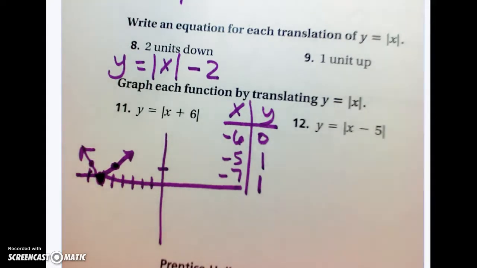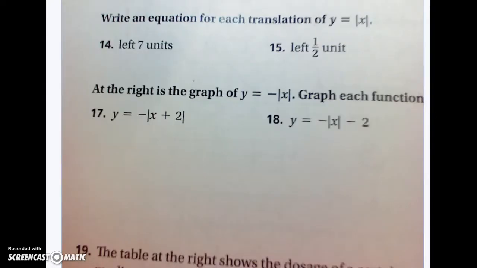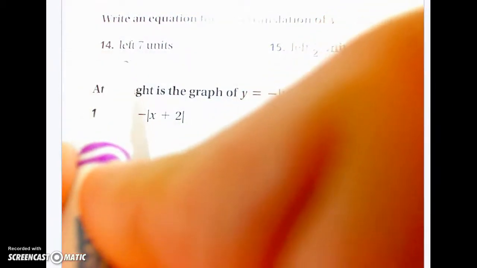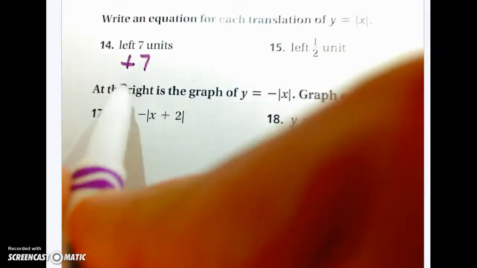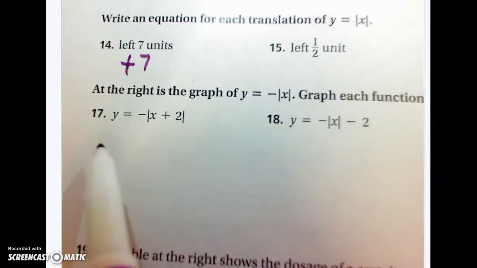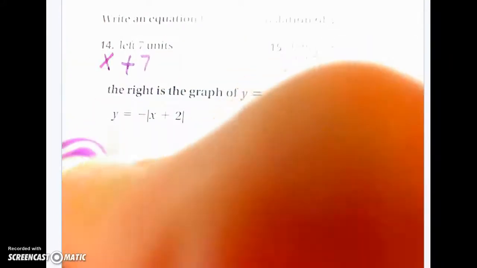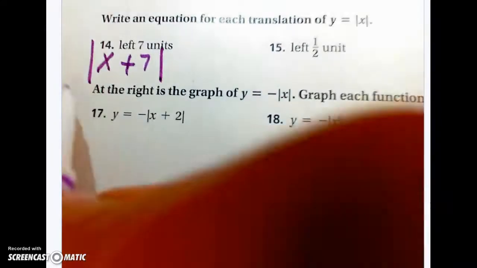Back side of our paper on number 14, write an equation for the translation of y is equal to the absolute value of x. Now we're going left. We went left with 6 on the last problem, and we were adding 6. So we're going to add 7 because we want to go to the left. And that was being added to x, and that was inside the absolute value.